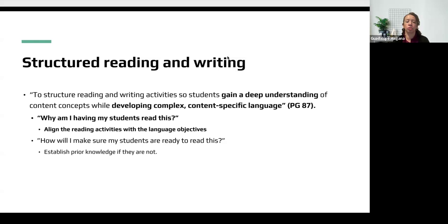So how do I make sure students are ready to read this? Establish prior knowledge if they are not.